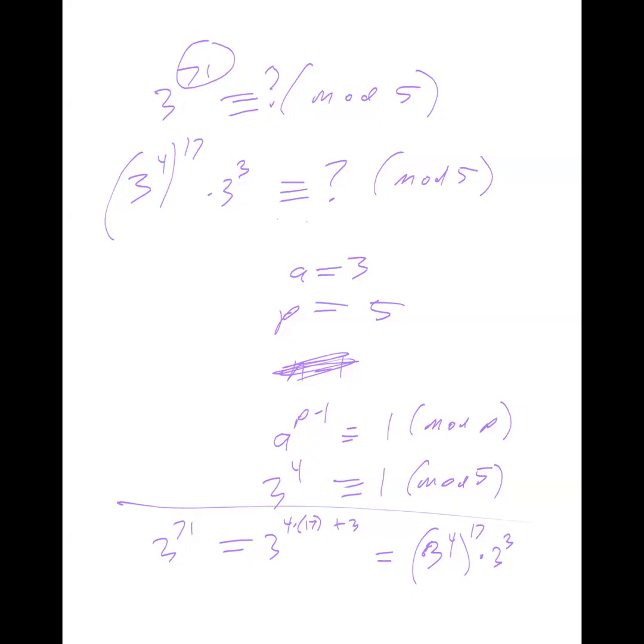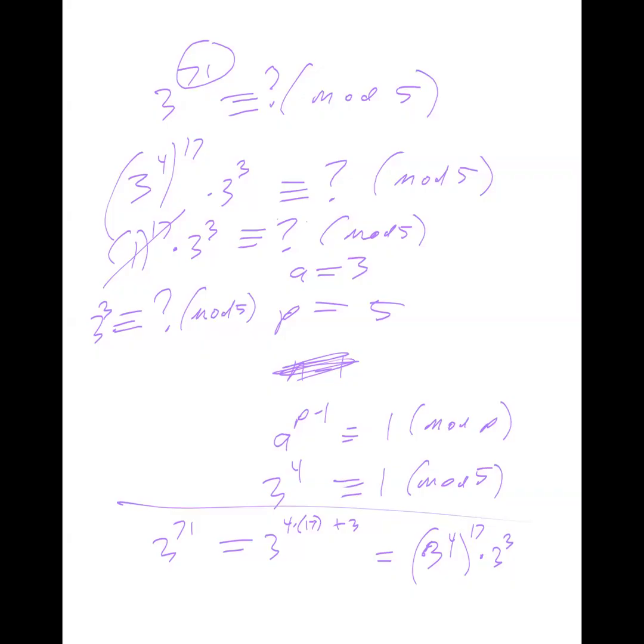So since 3 to the 4th is congruent to 1 mod 5, that means I can replace 3 to the 4th by 1. So I'll go 1 to the 17th times 3 to the 3rd is congruent to what mod 5? So what is 1 to the 17th? It's just 1. So this whole term just drops out. I just now have to find what 3 to the 3rd is congruent to mod 5. Does anybody know what 3 to the 3rd is congruent to mod 5?